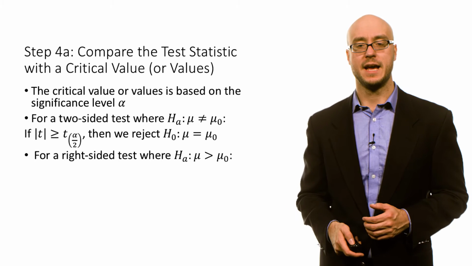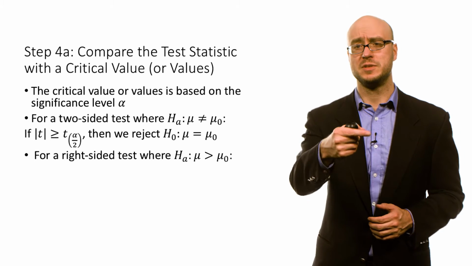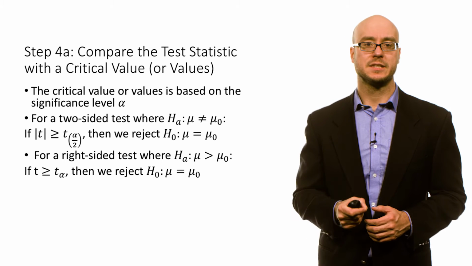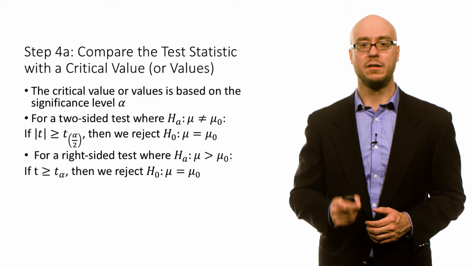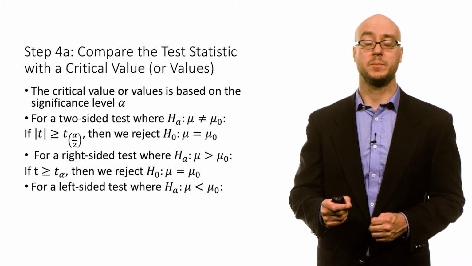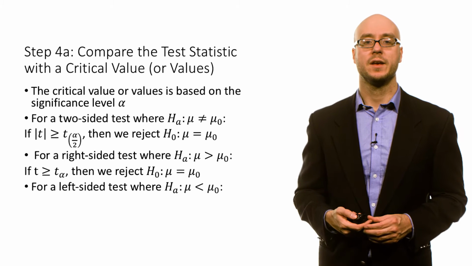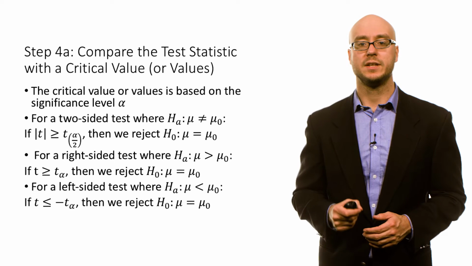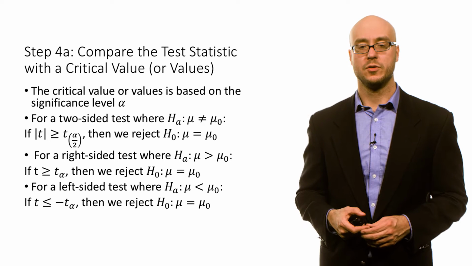For a right-sided test, in which the alternative is that the population mean is greater than the claimed value of the null, if our t-test statistic is greater than or equal to t alpha, then we reject the null. And for a left-sided test where the alternative is that the population mean is less than the claimed value, then if our t-test statistic is less than or equal to negative t alpha, then we reject the null.